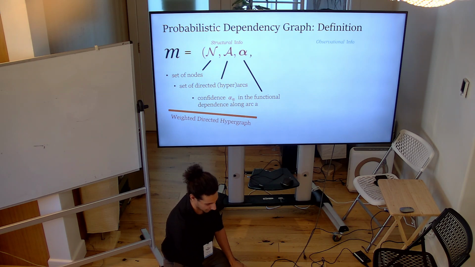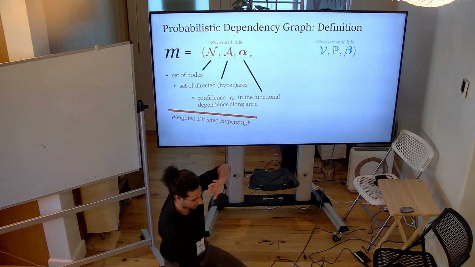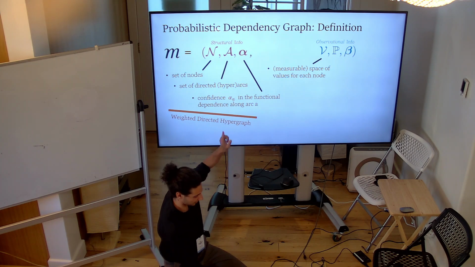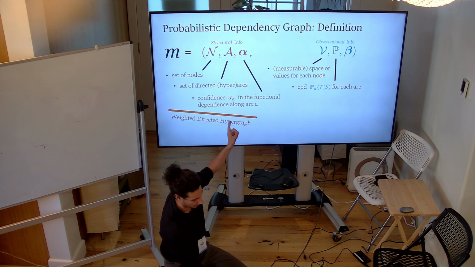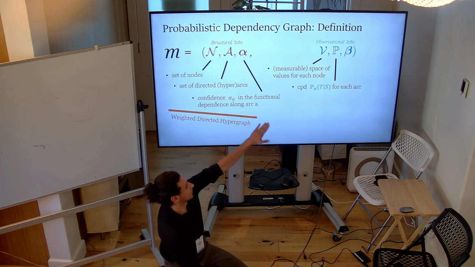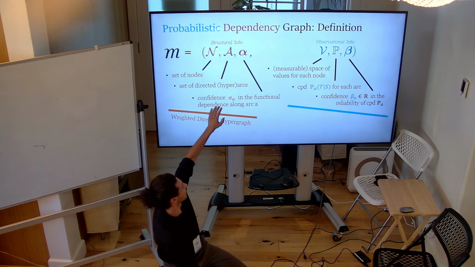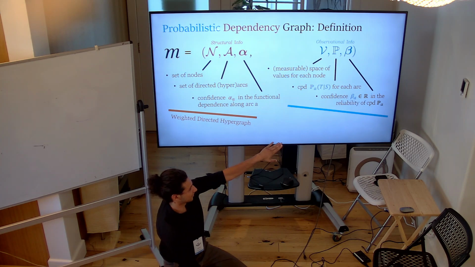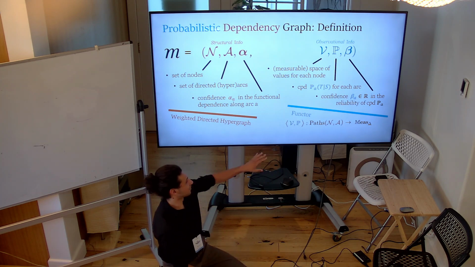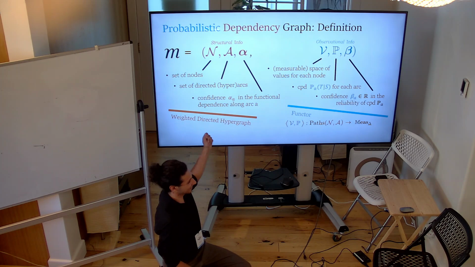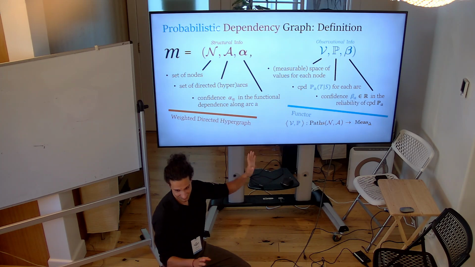Now, this is structural information, and then you've got observational information, which parallels it. For each set of nodes, you associate it with a measurable space, including the sigma algebra. For each arc, you associate it with a conditional probability, and you also give a quantitative confidence beta in how reliable that conditional probability is. And this is a functor from the free category generated by paths in this hypergraph to Markov kernels, but whatever.